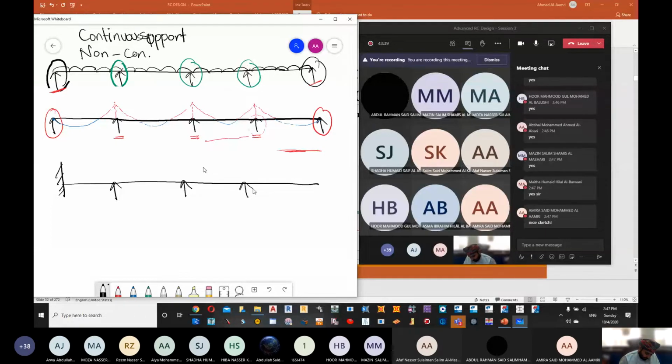First thing, we need to decide continuous or non-continuous. Now, this one, is it continuous or not? This one. Is it continuous? Continuous. That's continuous. Okay, continuous. What about this one?